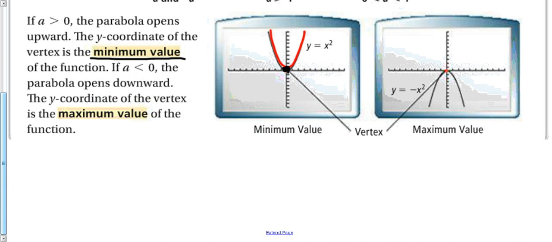Okay? The opposite is true as well. That if a is less than 0, the parabola opens downward, and the y-coordinate of the vertex is the maximum value. And I can see that in this picture on the right, where the parabola opens down, and my vertex is the highest that that function can ever go.